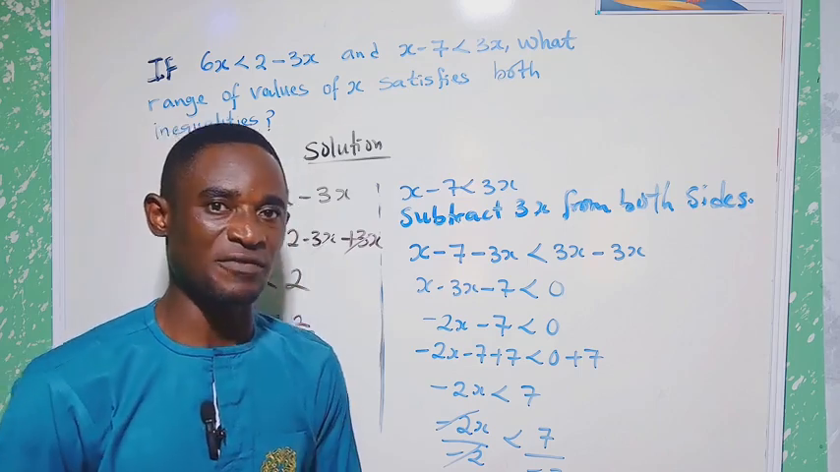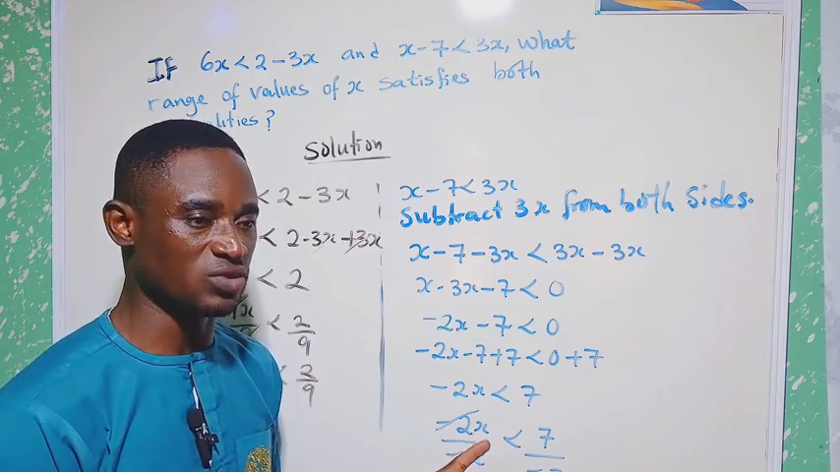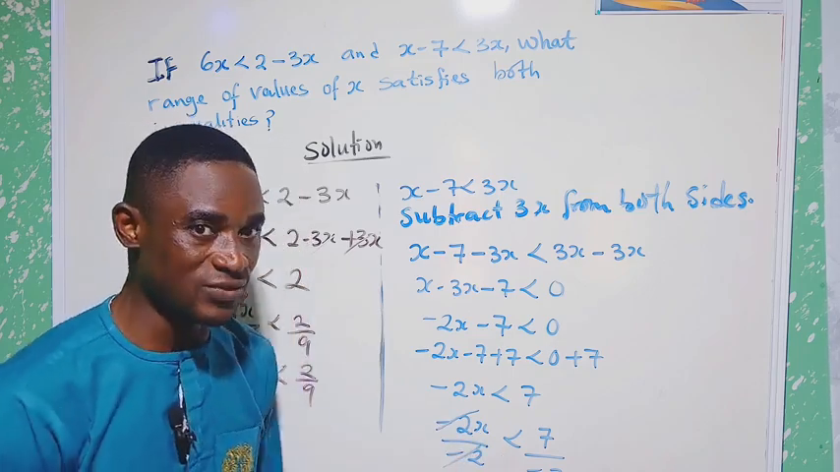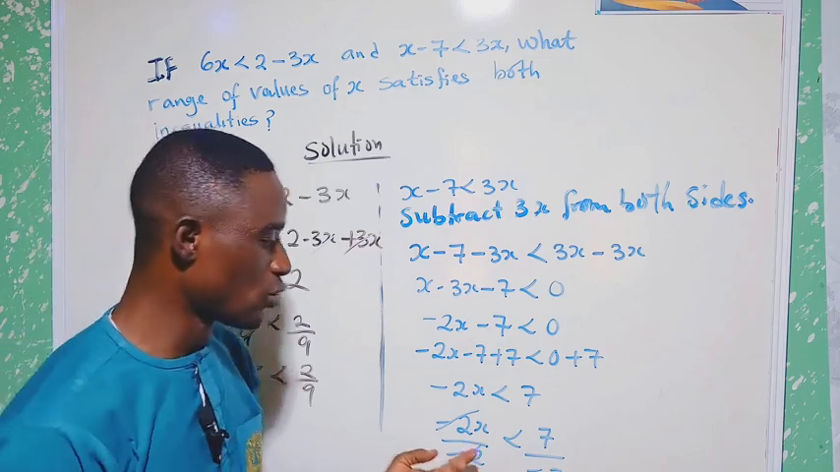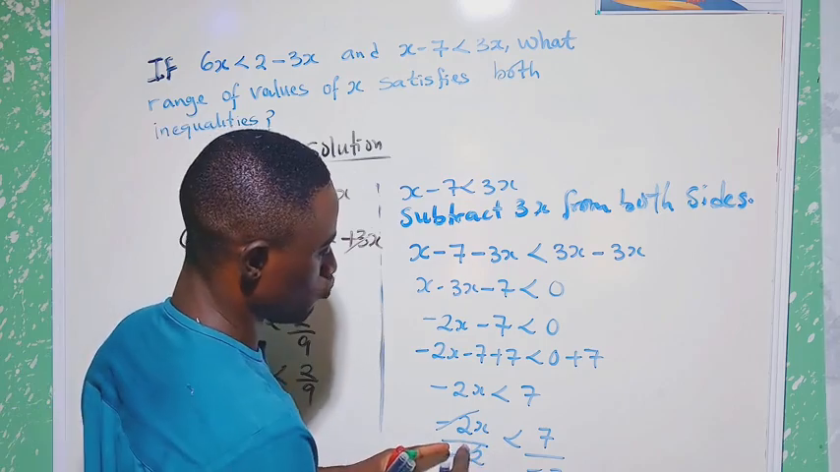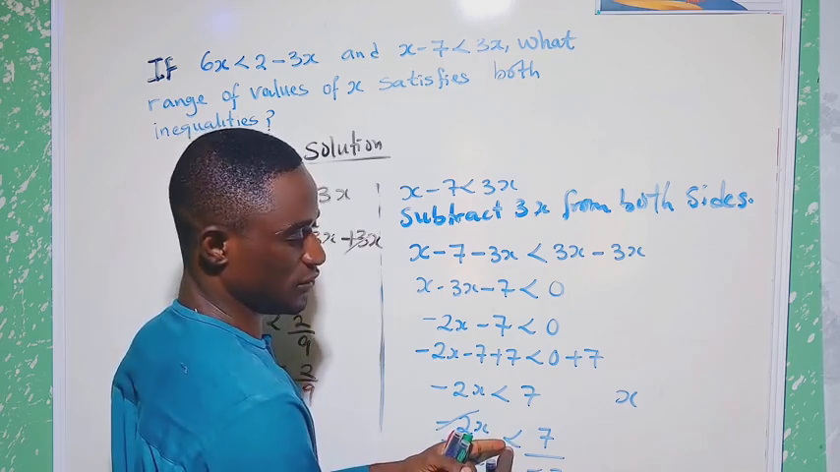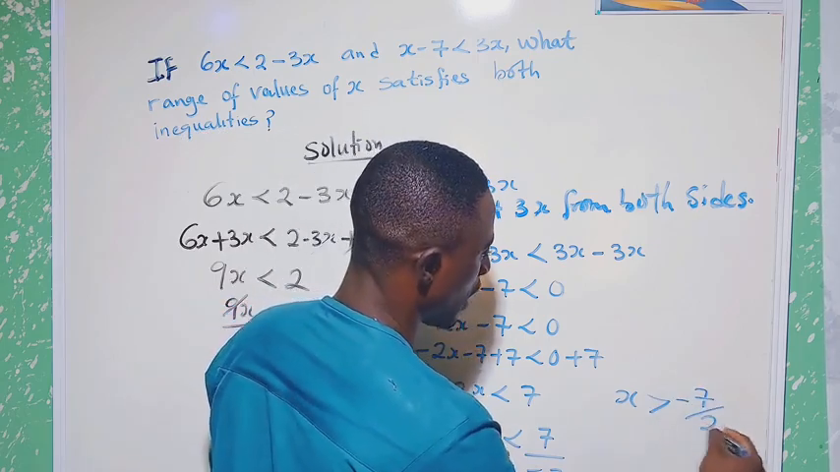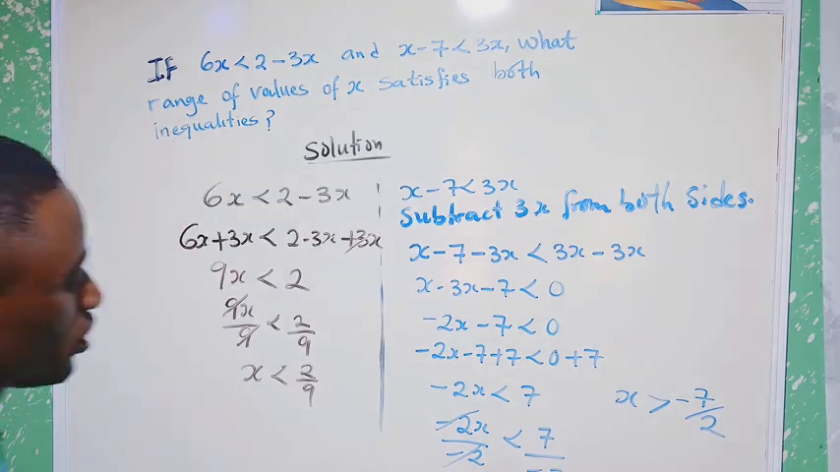And don't forget, when I first started, I said the only thing we have to take cognizance of while working is that anytime we are dividing through by a negative, what did I say will happen? Yes, I said you are going to change the inequality sign. And if that is the case, that means x now will be what? Say we have negative here. That means this inequality sign will change to what? Greater than what? Minus 7 over 2. Minus 7 over 2. I believe you understand that. That is giving us minus 7 over 2.